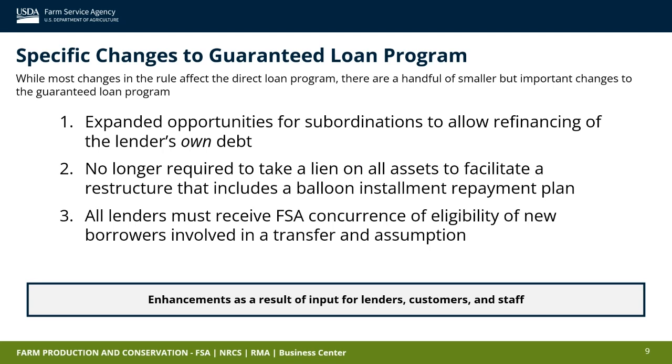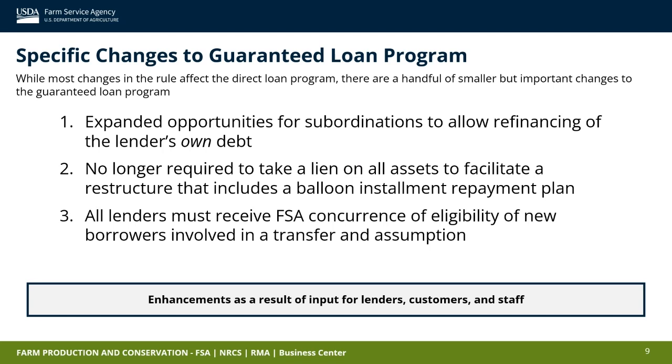The second piece here is along the lines of providing flexible options that are needed to make sure a customer can be successful. We're removing this requirement that a lender must take a lien on all assets in order to restructure a loan when that restructure includes a balloon installment repayment plan. So, of course, the loan will need to have security, but a lien on all assets won't necessarily be required.